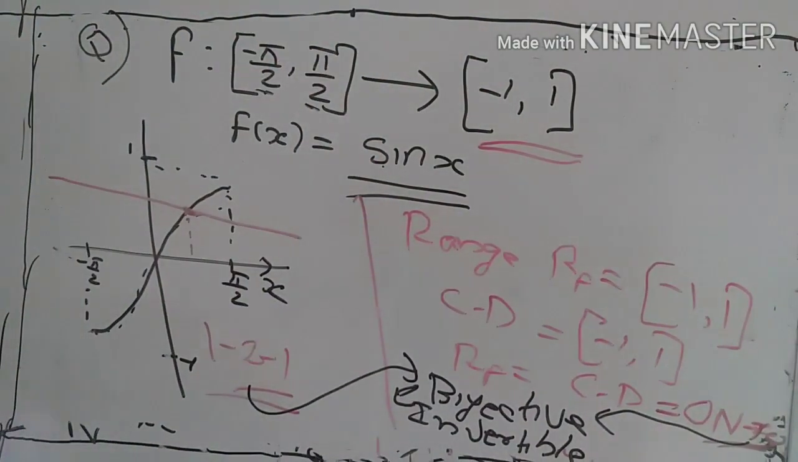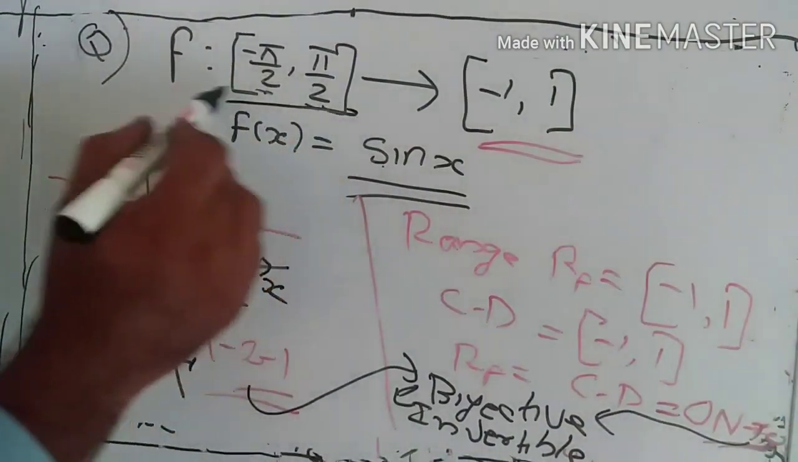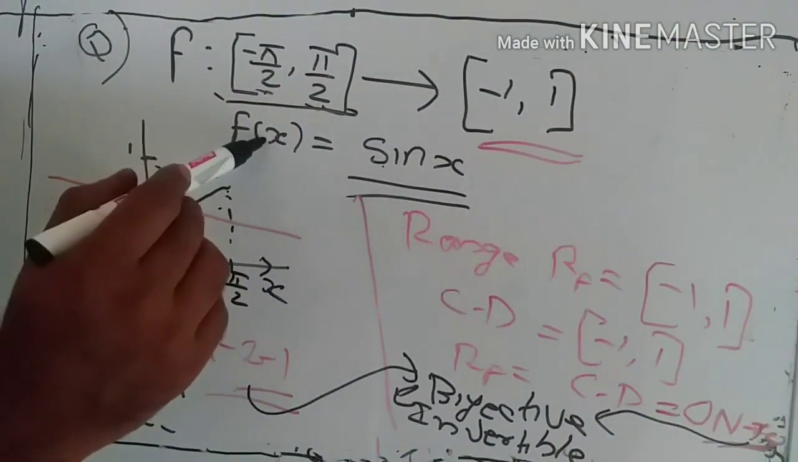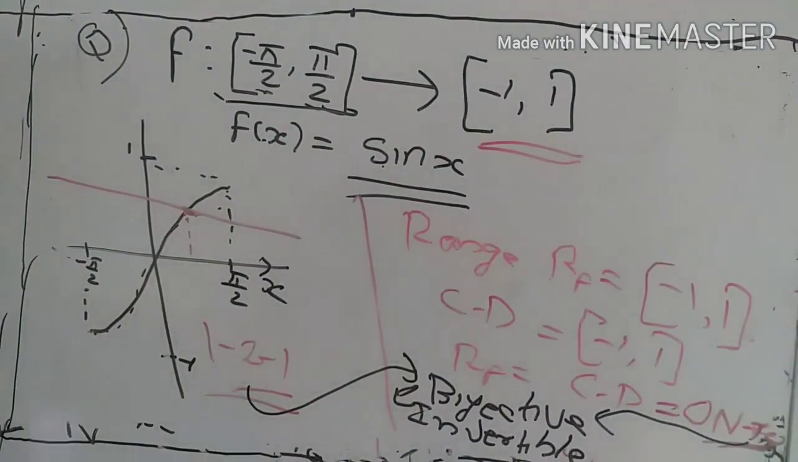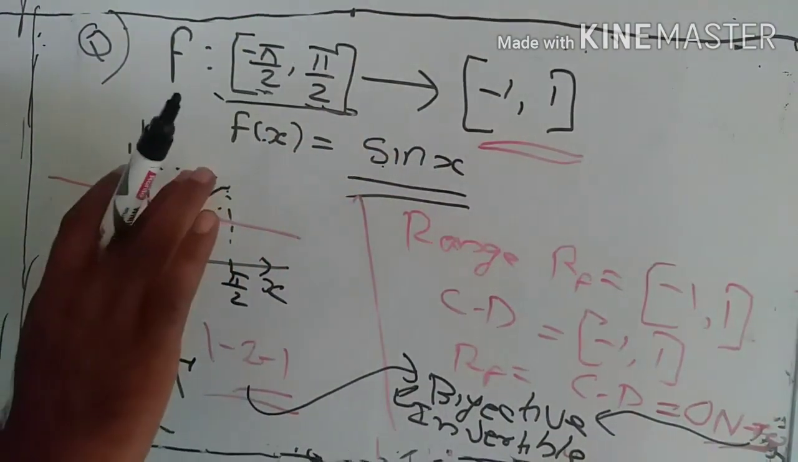In the previous case, for 0 to π, that is not a bijective function. The sin x is not invertible in the previous case. So for this interval, -π/2 to π/2, f of x is equal to sin x is an invertible function. That is, the inverse exists for sin x in this interval, -π/2 to π/2.